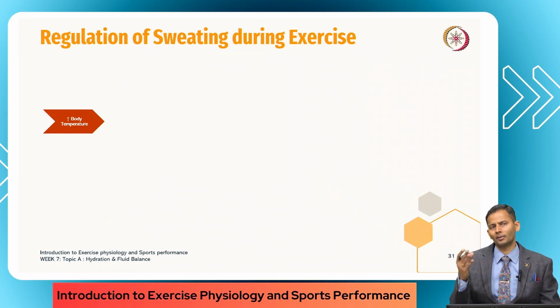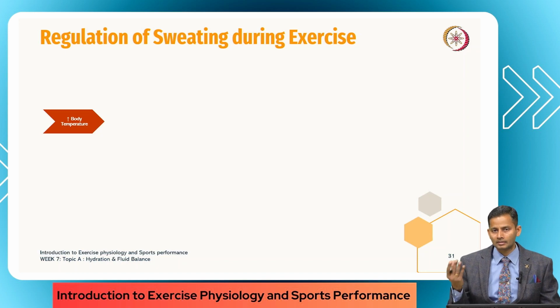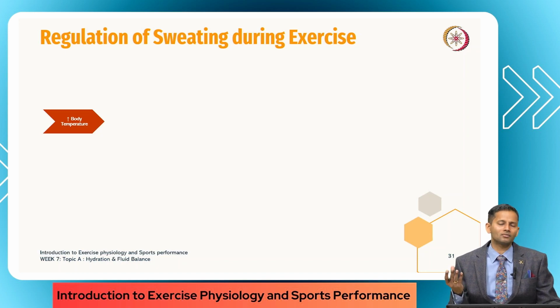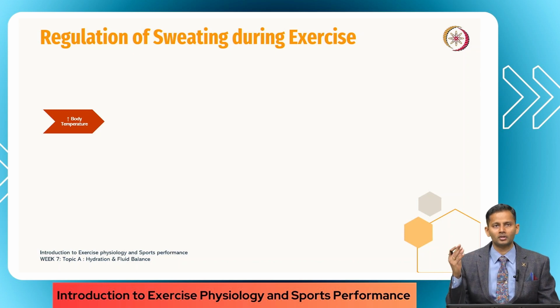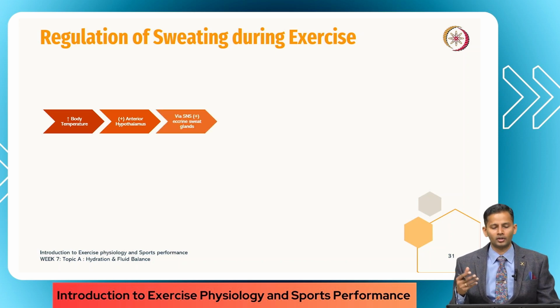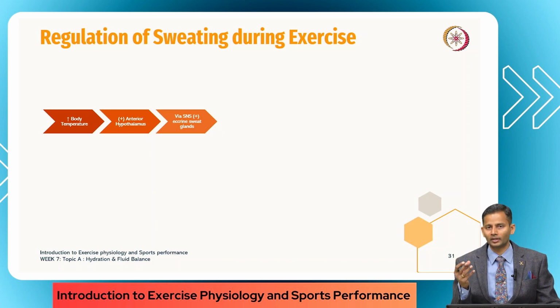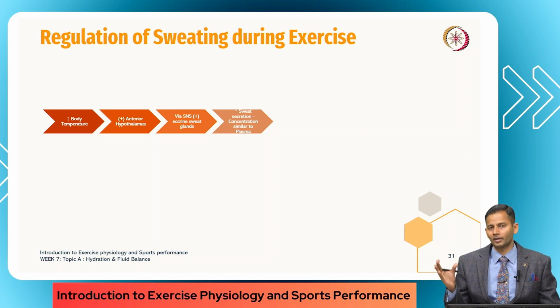So how is this sweating mechanism regulated? Whenever there is an increase in body temperature, sweating, as we discussed, is to dissipate the heat by the process of evaporation. So when the body temperature increases, there is stimulation of the anterior hypothalamus, via the sympathetic nervous system, to the sweat glands. The sweat glands cause increased secretion of sweat based on the blood flow which is available at the skin.